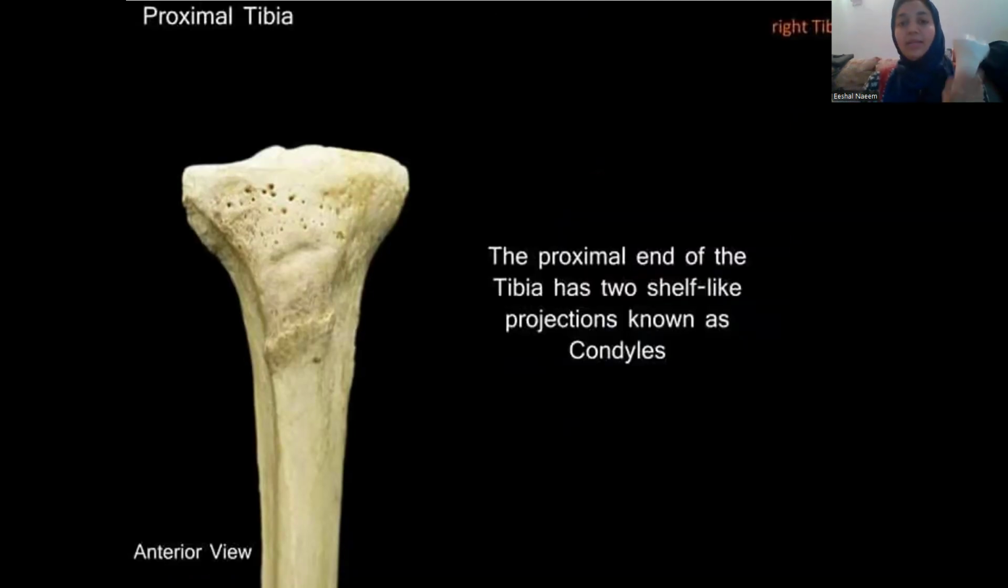Namely, the proximal end of the tibia has two shelf-like projections known as the condyles. Now, the condyles, I'm going to hold the bone like this for you. Can you see these two condyles? So this is one condyle and this is another condyle. These two condyles are pretty important because this is the superior articular surface. This superior articular surface articulates with the femur at the knee joint, right?